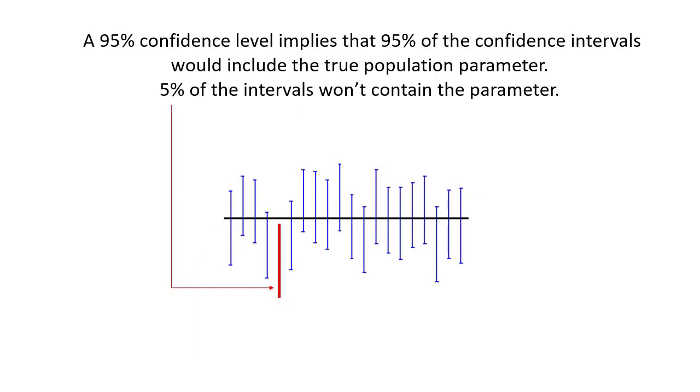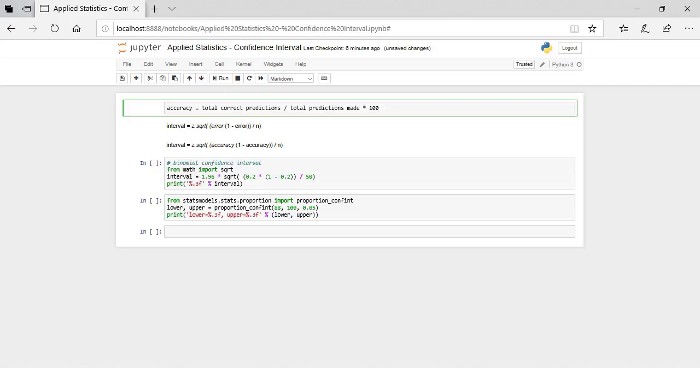For example, suppose all the possible samples were selected from the same population, and the confidence interval was computed for each sample. A 95% level implies that 95% of the confidence intervals will include the true population parameter. 5% of those intervals will not contain that parameter. Often, the larger the sample from which the estimate was drawn, the more precise the estimate, and the smaller the confidence interval. Smaller confidence intervals equal a more precise estimate. Larger confidence intervals, a less precise estimate.